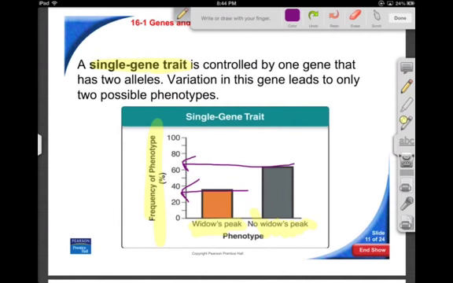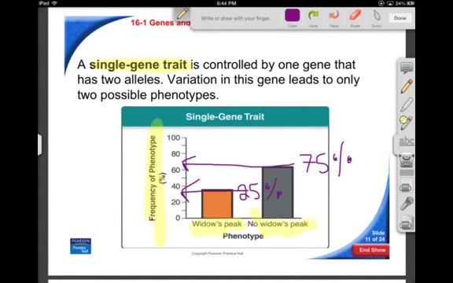In 16.2, boy, do those numbers ever come up. 3/4 of the time, you see a dominant trait with single gene traits, and 25% of the time, or around that, you see the recessive trait being expressed.